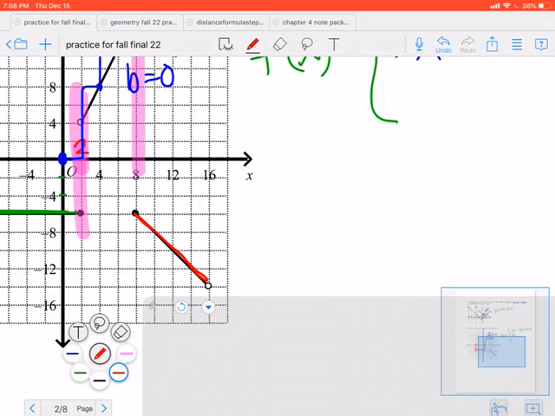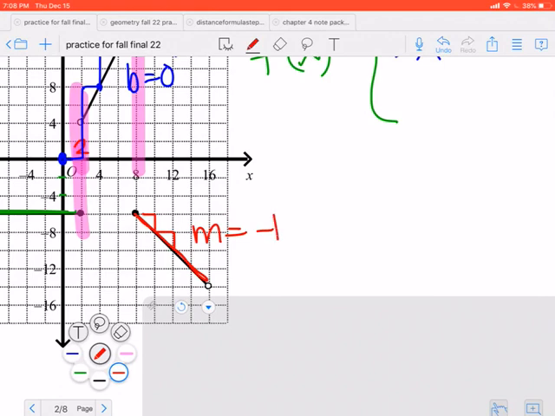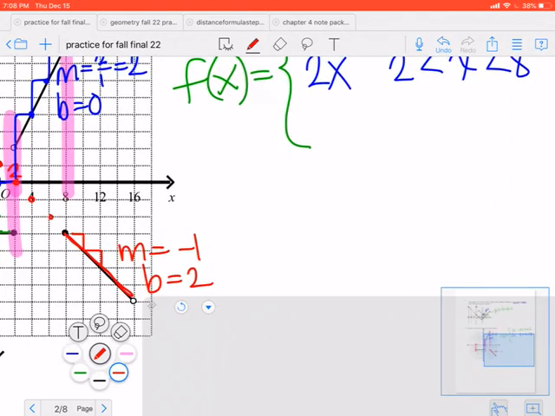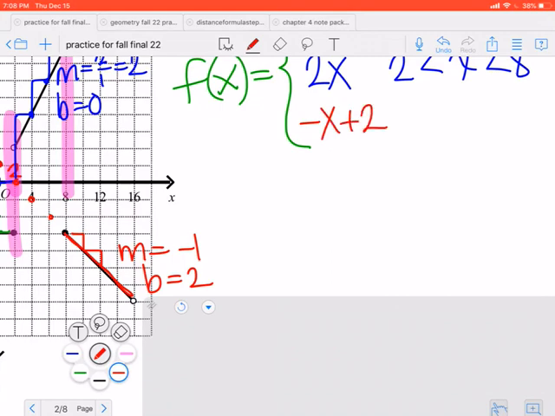That has a slope of -1. It's in the negative direction. And again, I need to extend it so I could see what the y-intercept of that line is. And it's crossing through 2. The y-intercept at 2. So its equation, f of x is equal to -1x, or just negative x, plus 2.